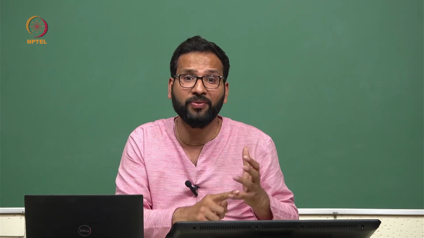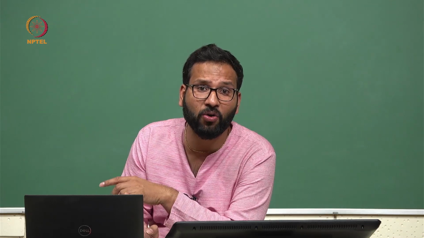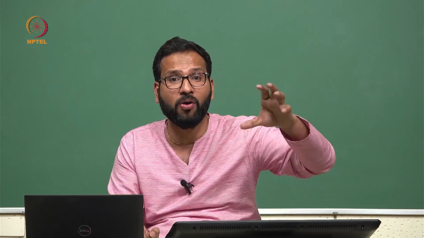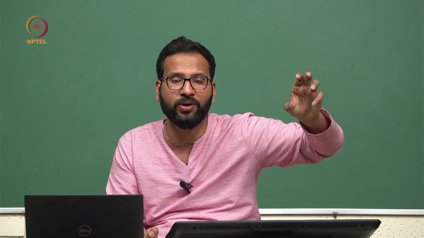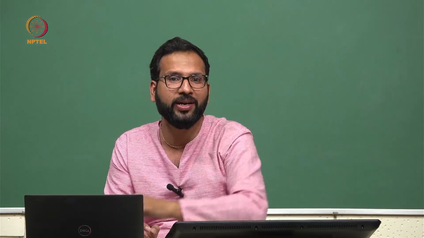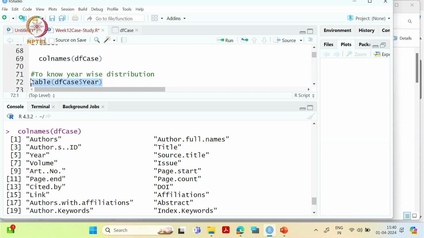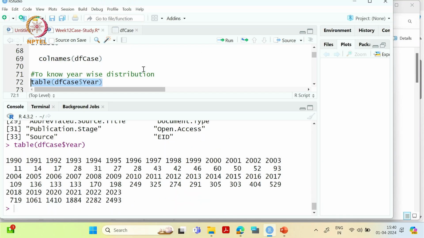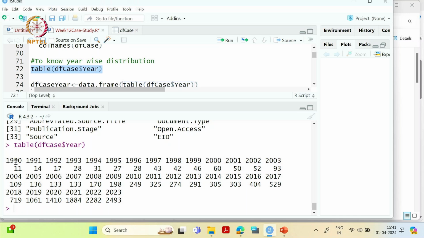For that we will use the function called table, because table will count the frequency of 2022, 2021, 2019. If we do like this, the output is 1990 11 publications, 1991 14 publications, 17 publications. This is what exactly it is representing.